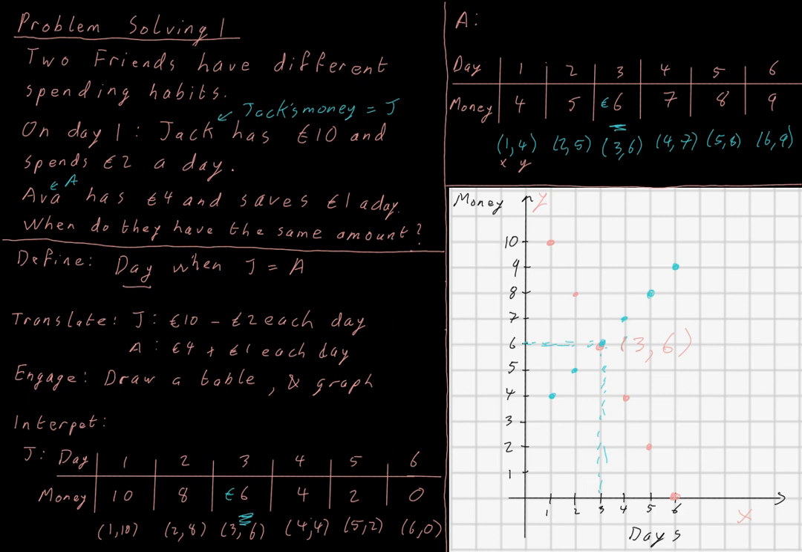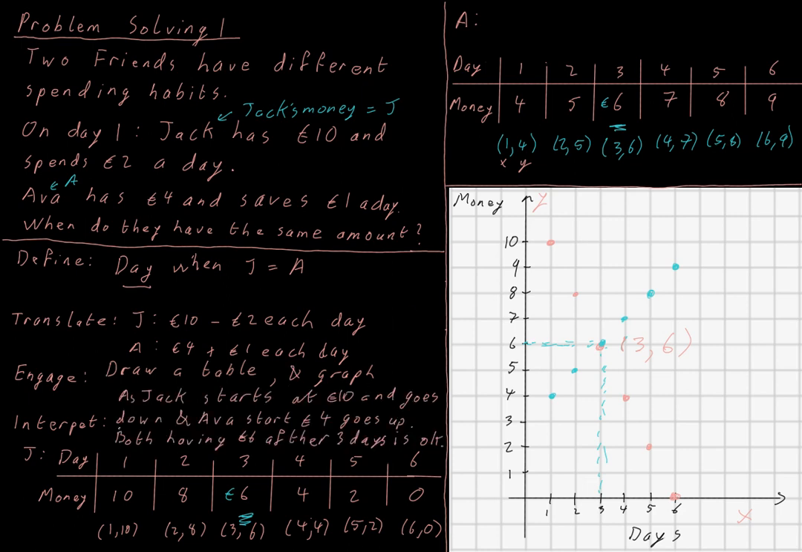I'm going to write that in now. So for our final bit, as Jack starts at €10 and goes down €2 a day, and Ava starts at €4 and goes up €1 a day, both having €6 after 3 days is okay. It makes sense. And we won't always have to write that, but it's important that we're training ourselves to say at the end of a question, does that make sense? Did I end up with some funny number that doesn't make any sense at all? And if we train ourselves in that, it can help us to be better at problem solving, which is what maths is all about. And that's what we need for now.